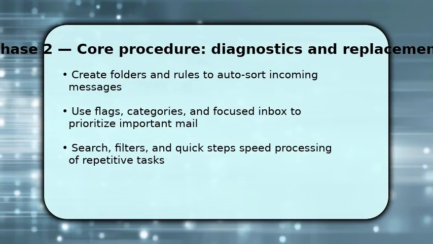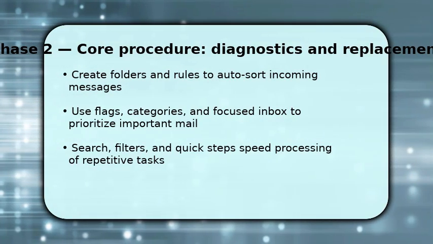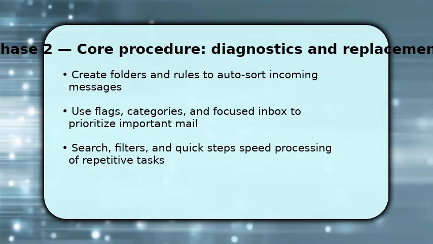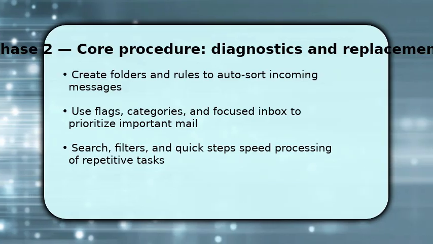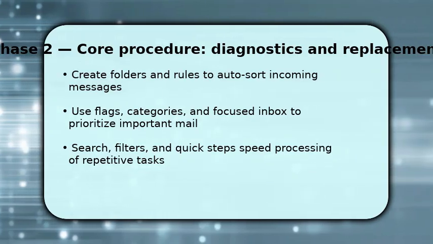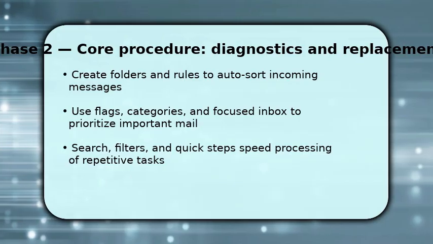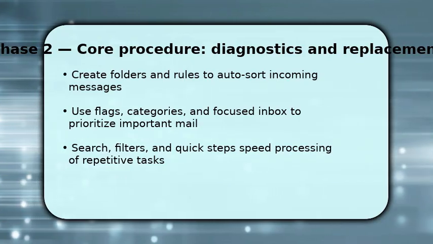You now shape how Outlook handles your mail. Create folders and set rules to automatically route newsletters, receipts, and project mail. This reduces clutter immediately. Use flags and categories to mark priorities, and toggle Focused Inbox so high-value messages surface faster.